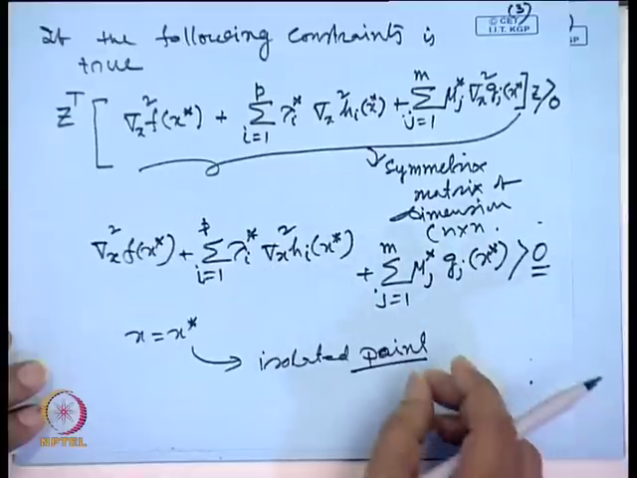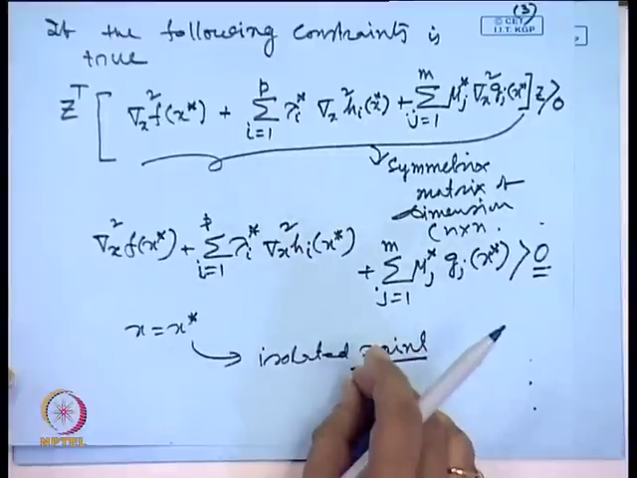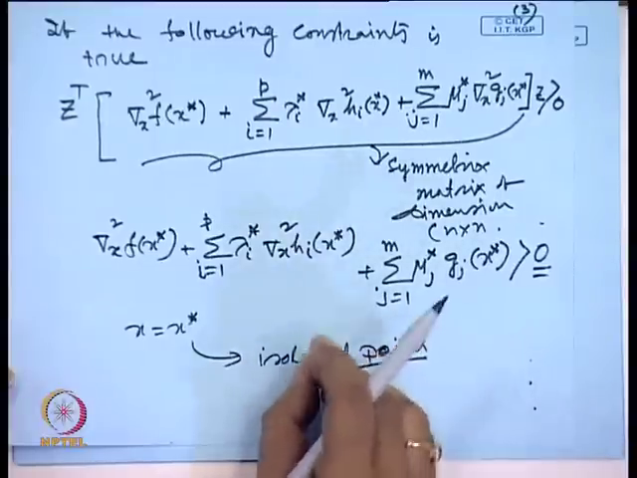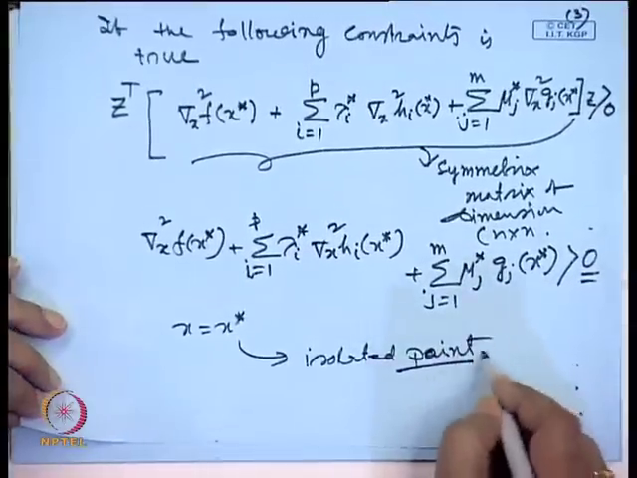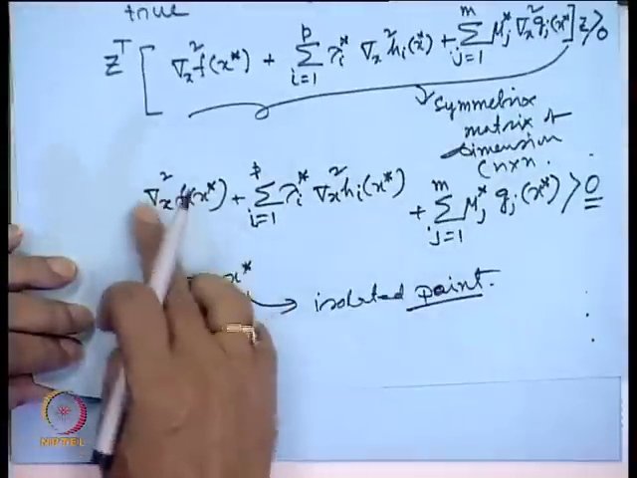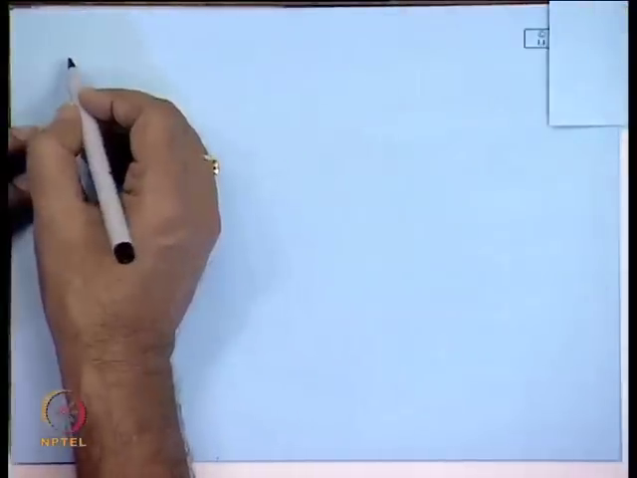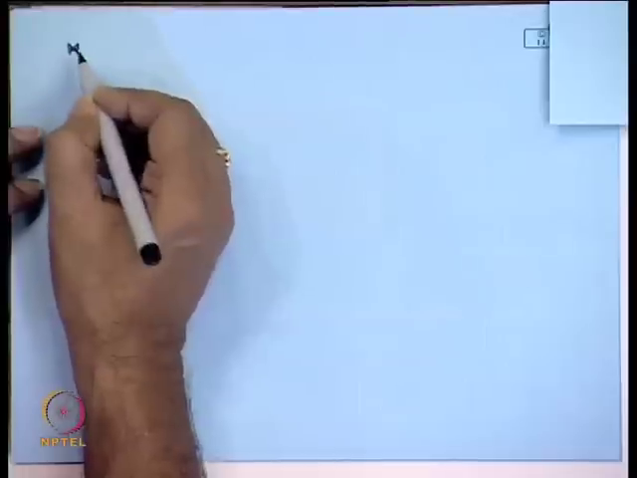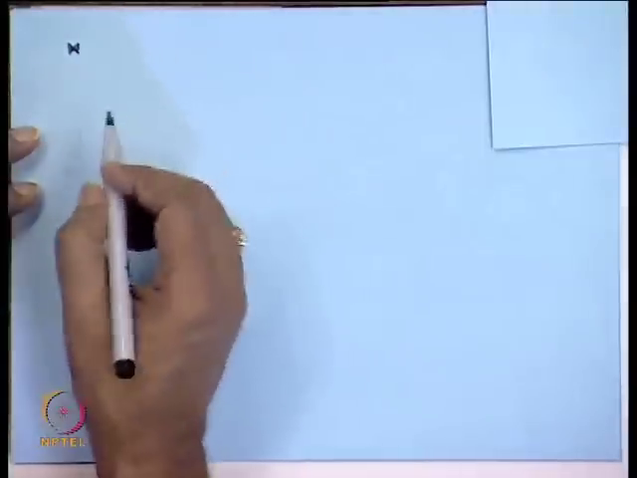Isolated point means that near or around this point there is no other minimum value of the function, agree? So, this is the isolated point of this function. So, how to calculate this? If you write it more clearly, an isolated point means there is no other local minimum point in the neighborhood of x star, agree?